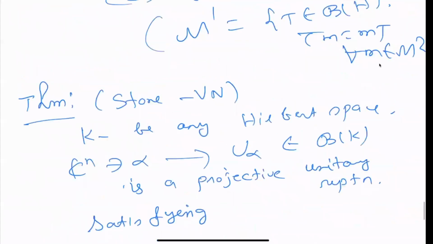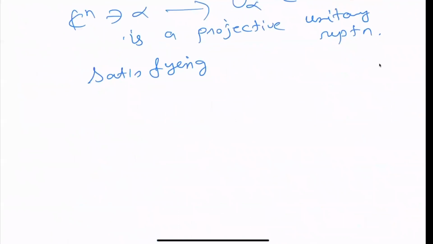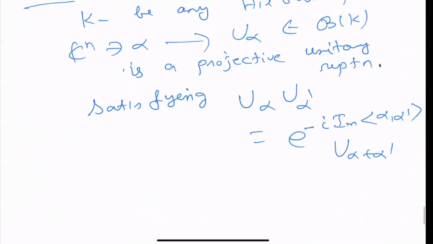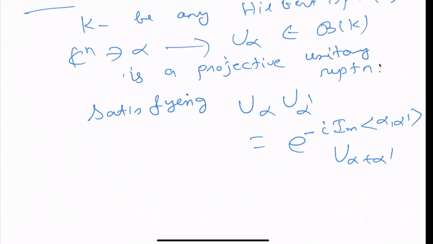Satisfying U of alpha times U of alpha prime equal to e to the power i times the imaginary part of alpha bar alpha prime, times U of alpha plus alpha prime. If you have a projective unitary representation, this says it's a projective unitary representation. You don't need to define it again.